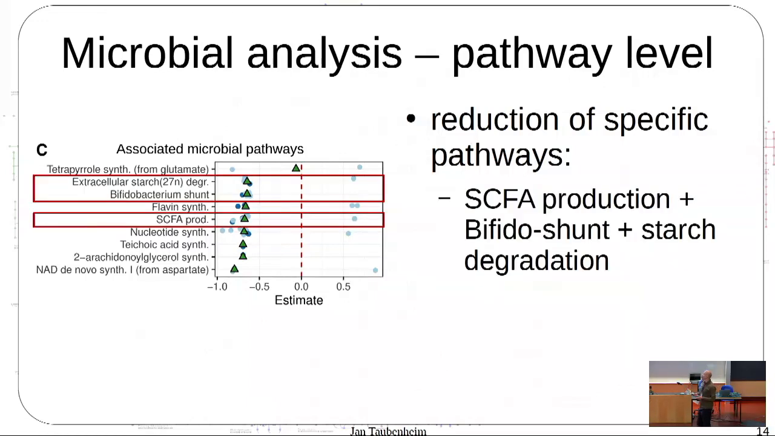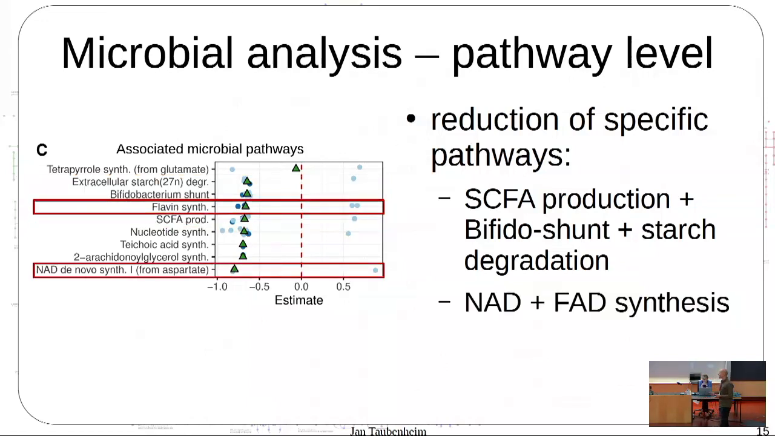Again, we see super interesting things. Some things are very well known: short-chain fatty acid production is downregulated, also fermentation and starch degradation, so we see basically less fermentation here. On the other hand, we also see that energy metabolism is downregulated, or the production of energy metabolites like flavin, so the FAD precursor, and NAD de novo synthesis from aspartate, which is specific to the microbes.